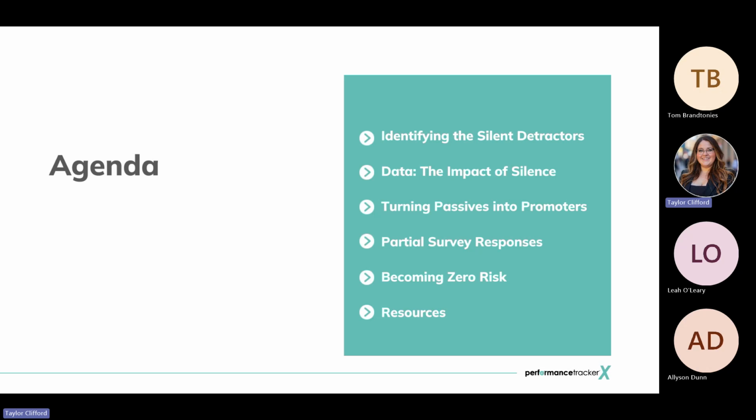And then, as always, we'll conclude things with some resources that are available to you as Performance Tracker X clients, or even potential Performance Tracker X clients if some of you are thinking about coming onto the system.